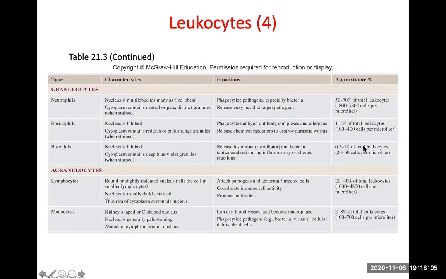So here's a good characteristic table listing all of the leukocytes, their characteristics, their functions, and their approximate percentage in the blood. The neutrophils are the most numerous, followed by your lymphocytes. And here you can read through the functions, a lot of them. Some will produce antibodies, some will release histamine, some will phagocytize pathogens or antigen-antibody complexes. Some will be macrophages, which will phagocytize other pathogens.